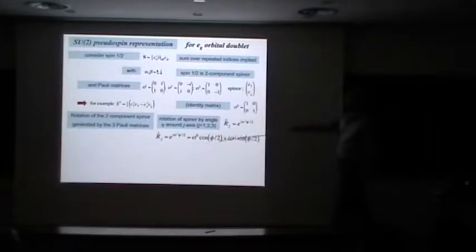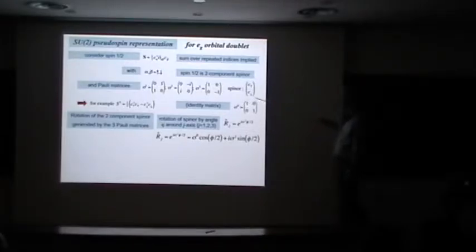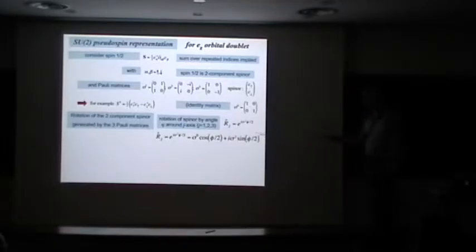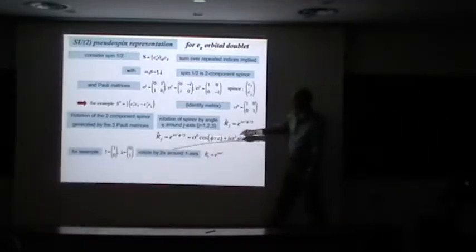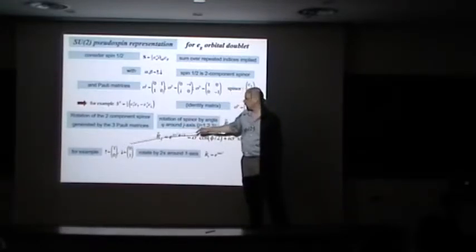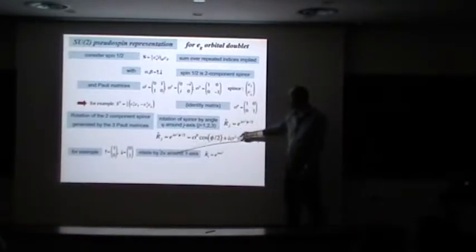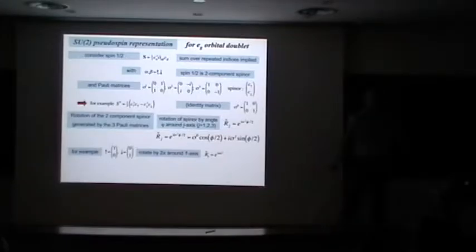So you can also write this exponent in the form of cosine and sine. It's sigma 0 cosine phi over 2, the identity matrix, plus i sigma j sine phi over 2. There's an i in there. So to give an example, if I have a spin up, which is, let's say, spinor (1, 0), and the spin down, spinor (0, 1), I can rotate by 2 pi around the 1 axis. 1, you can think about the x-axis.